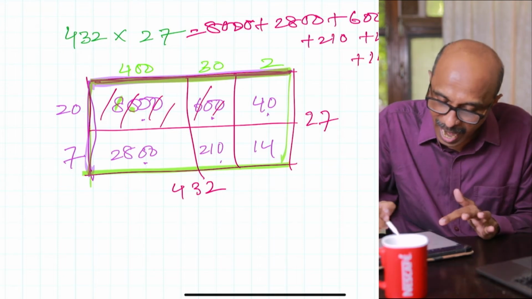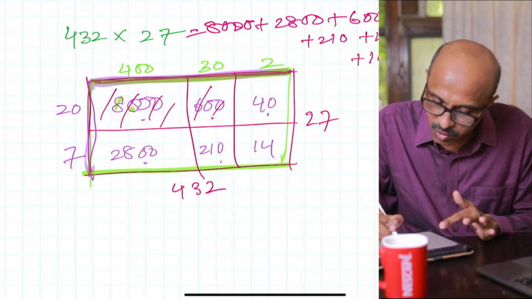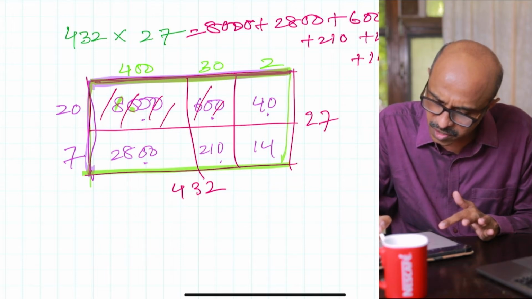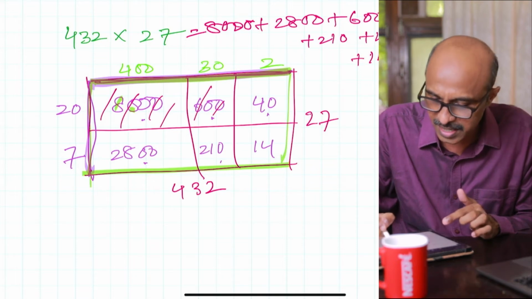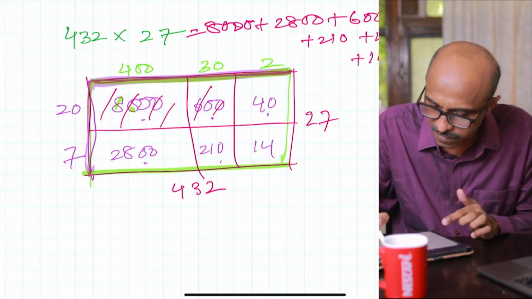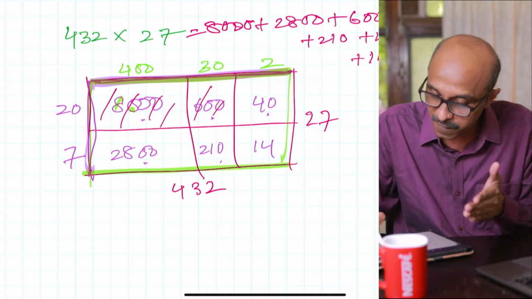So when we add this up together, 8,000 and 2,000 is 10,000. 10,000 with that 800 and 600 should be 11,400. 11,400 with the 200 should be 11,600. And 10 with that 40 is 11,650.